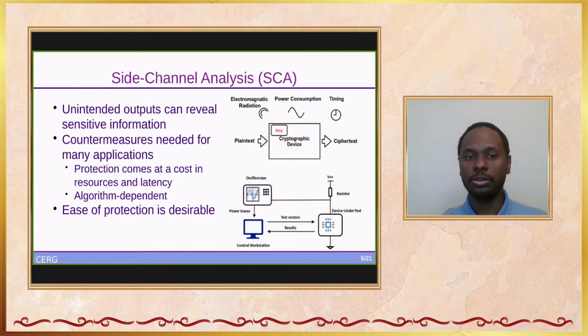The problem with countermeasures is that they're costly. For example, in hardware, they can increase the area, and they can also reduce your device performance, and that's algorithm dependent. So for each algorithm, you need to do a careful study to see the effect of adding side channel countermeasures. So we did this study on the Saber algorithm.